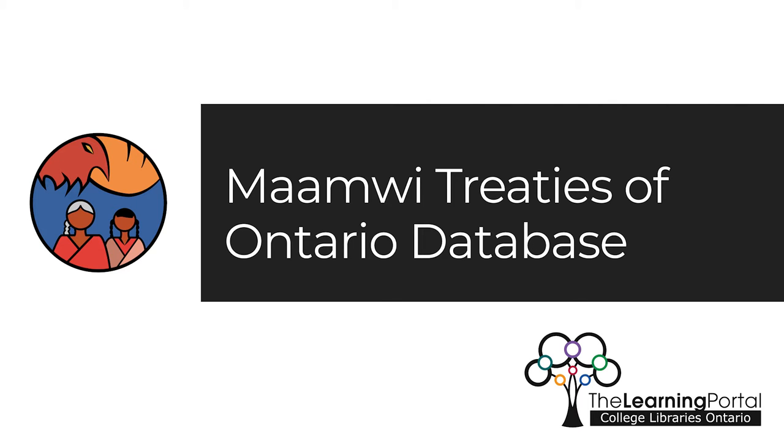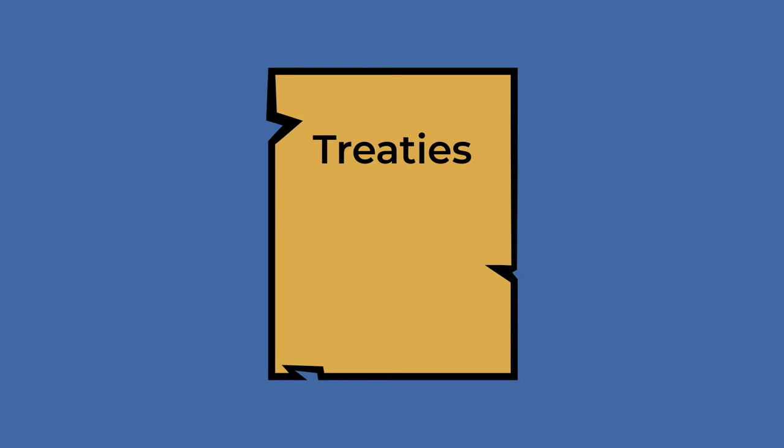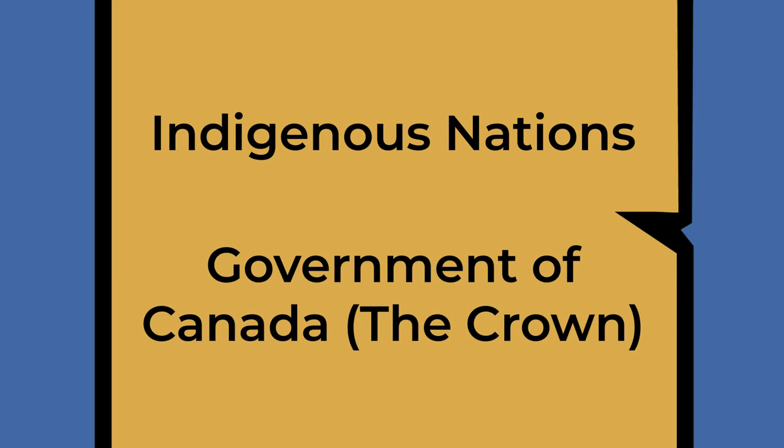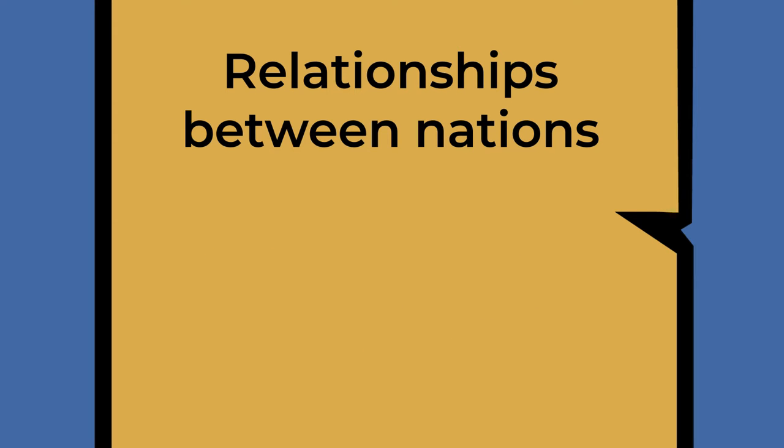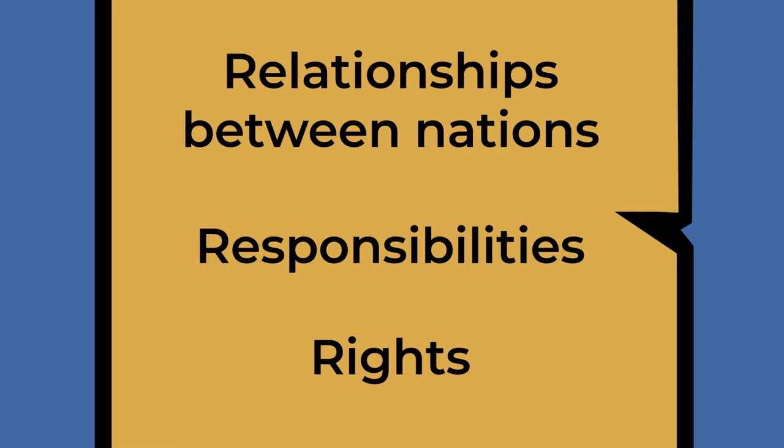Maamwi Treaties of Ontario Database. Treaties are legally binding agreements made between nations, such as Indigenous nations and the Government of Canada, the Crown. They outline the relationship between nations and their responsibilities and rights.